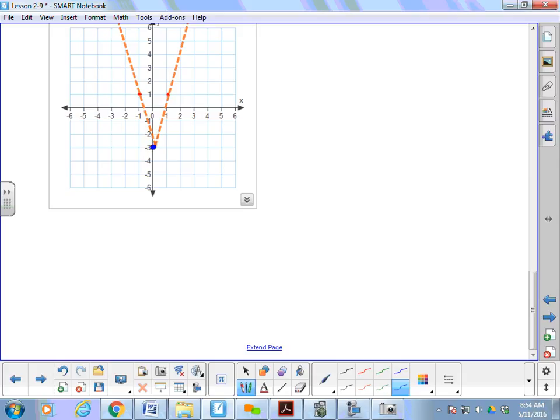What's my x value here? Positive 1. What happens when I multiply positive 1 times 2? What do I get? 2. So I'm just going to slide that point over to 2. And this one here that's at negative 1 is going to be over here at negative 2. Just taking those x values and multiplying them by 2. So then I can draw my new line.